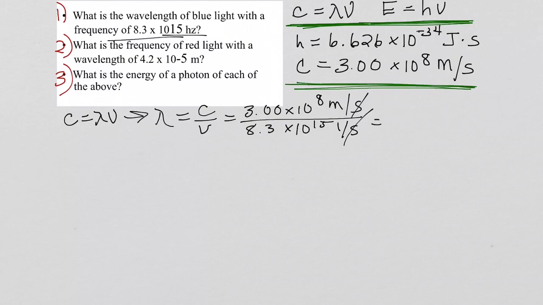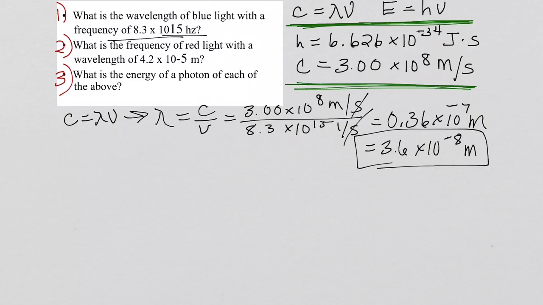When you do your number crunching, you're going to get 0.36, by taking 3 and dividing by 8.3. And then I'm going to subtract my exponents. So I'm going to do 8 minus 15. That gives me 10 to the negative 7 meters. And then I'm going to turn this into proper scientific notation, which is 3.6 times 10 to the negative 8th meters. That is the wavelength. So now we are done with number one.